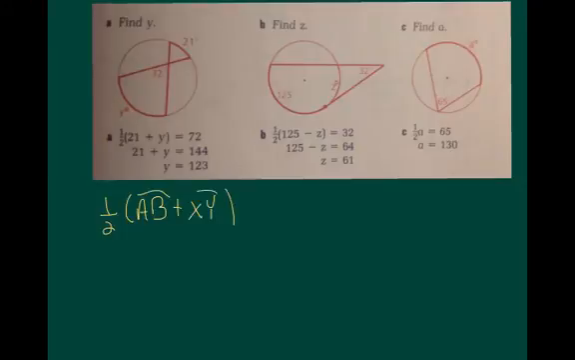But since we know the angle, we set half the sum of the arcs equal to the angle measure, which we know, 72. And it's the measure of the arc, or y, that we don't know. And so we just solve it by multiplying both sides by 2 and solving for y.